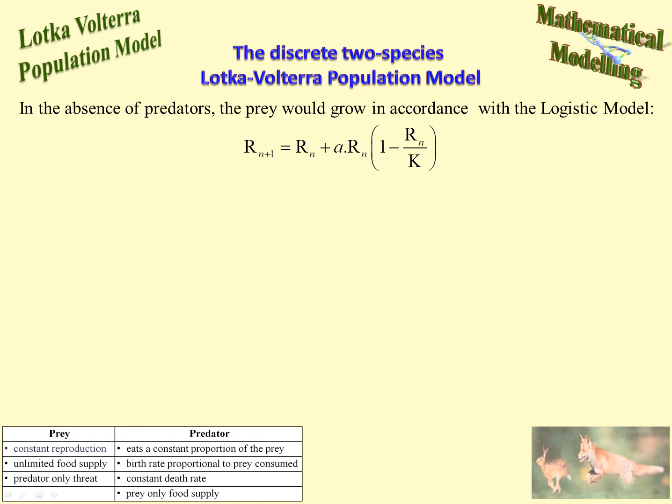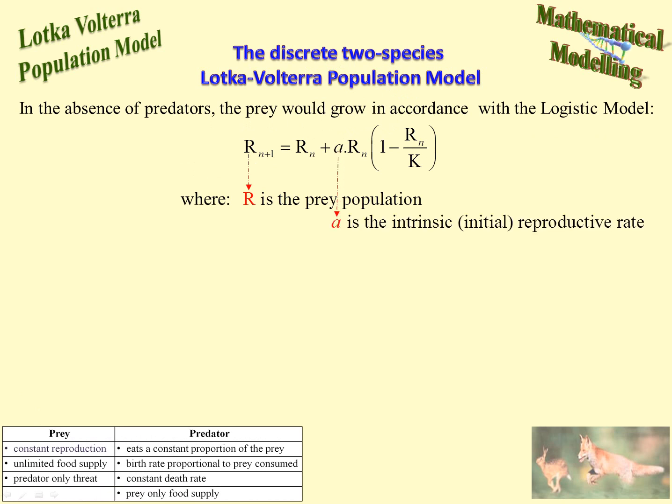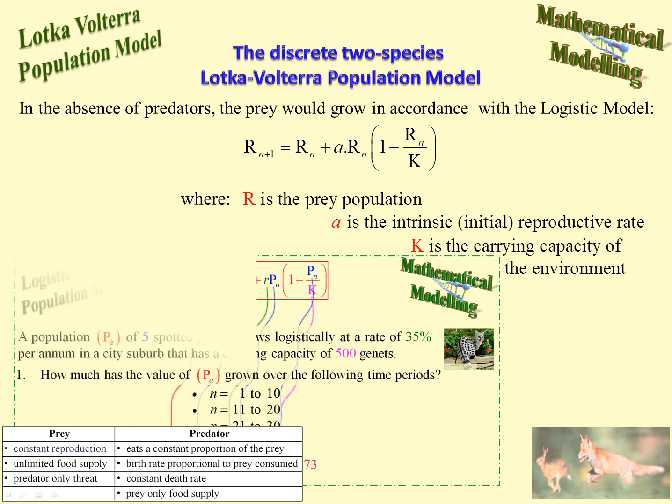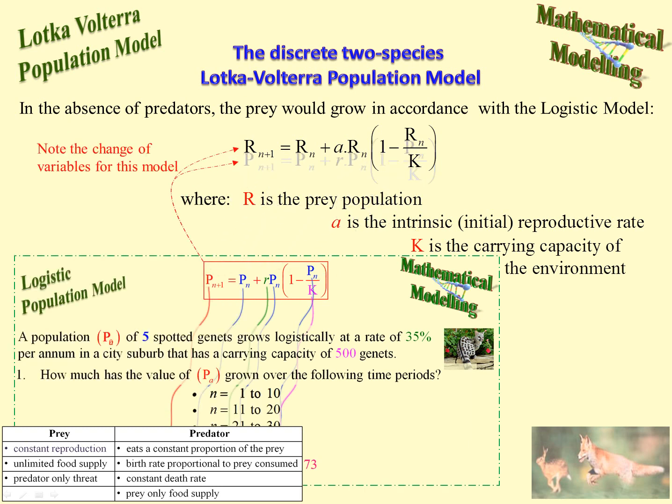And the prey would grow in accordance with the logistic model. There's the logistic model, where R is the prey population, A is the intrinsic, only the initial reproductive rate, in other words, growth rate of the prey population, and K is the carrying capacity of the environment. Take note though, there's the mathematical modeling, the logistic population model. There's the formula, and if you look at the formula, there are different variables. It's very strange, but the variables have changed. The only thing that is the same is the K, but R before, the intrinsic growth rate, is now A, and P before is now R. You'll see in a moment why.